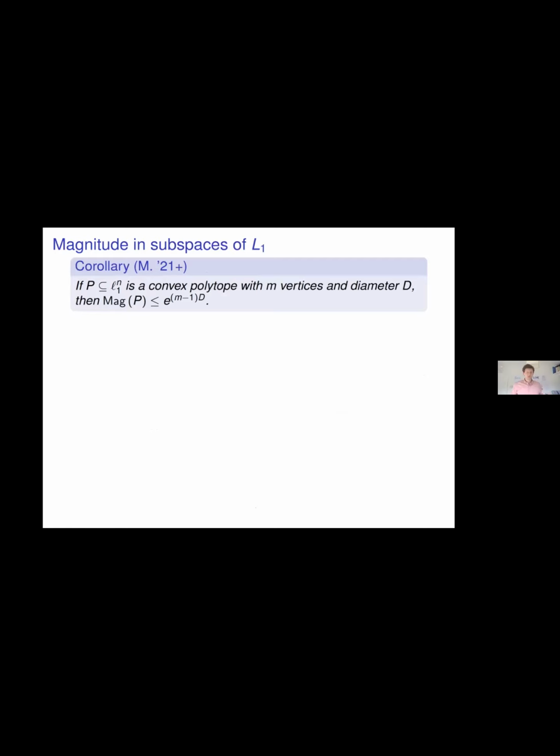Okay, so let me say a few things about general subspaces of L1. So one simple observation we can get out of this is that we can estimate that upper bound for a convex polytope in terms of the number of vertices and its diameter in a way that makes no explicit mention of dimension, which is a handy fact.